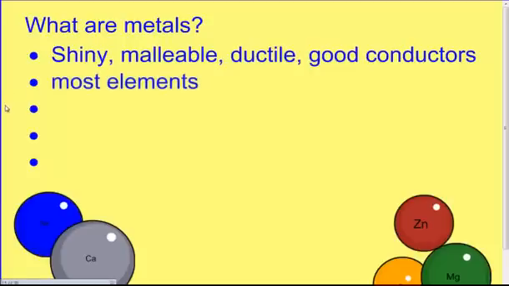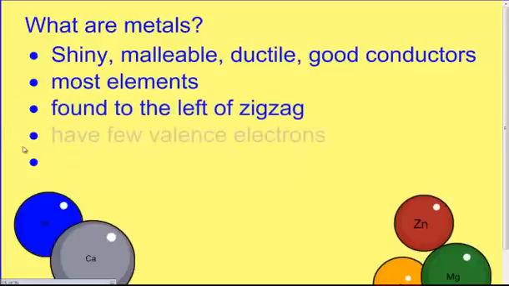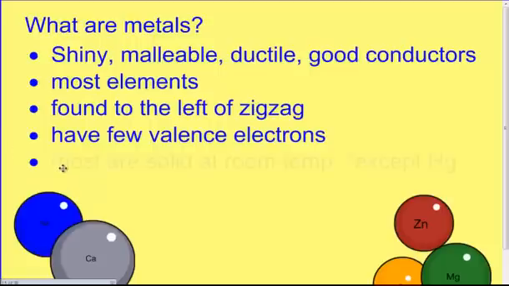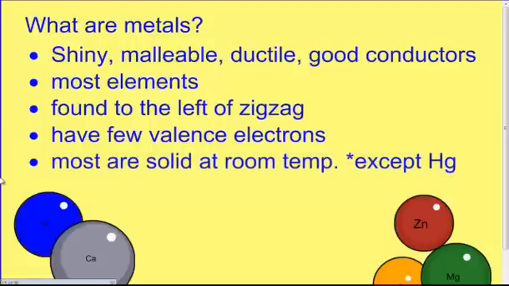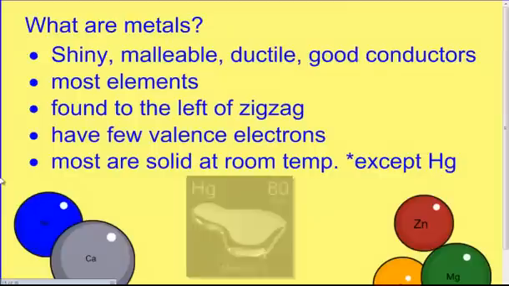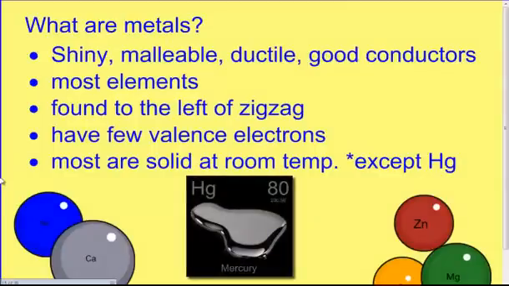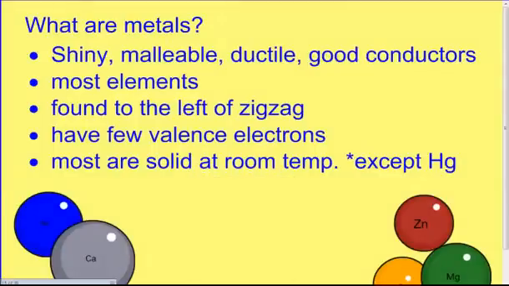Most of the elements on the periodic table are metals, about 90% of them. They're found to the left of the zigzag. They don't have a lot of valence electrons, which are the outermost electrons in their orbital rings. We're going to talk about valence more as we discuss bonding, but metals have 1, 2, or 3 valence electrons. Most are solids at room temp. The exception is mercury, the only metal that is a liquid at room temp.